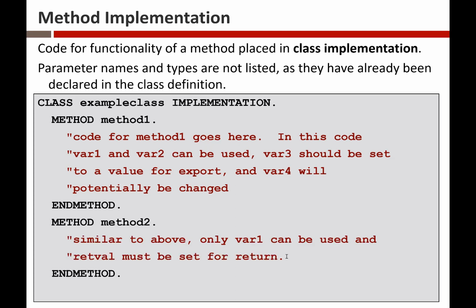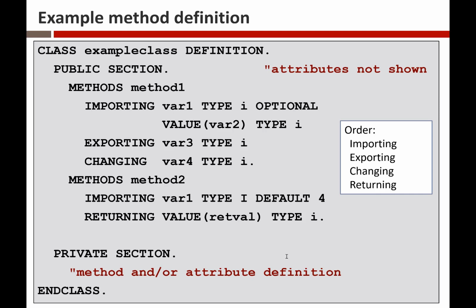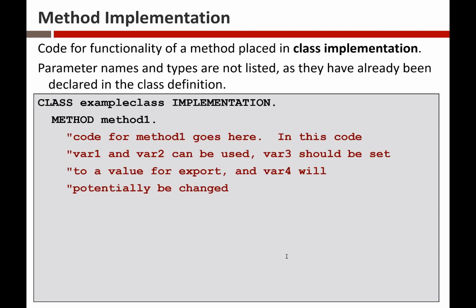Now, if we compare this to the previous slide, you'll see that on the previous slide it said that var1 and var2 were importing, var3 is exporting, and var4 is changing. So in method 1, we would see that particular behavior. The key thing to keep in mind is I do not repeat the interface here in implementation. The interface is up in the definition. So all I'm going to do down here is actually start writing my code.